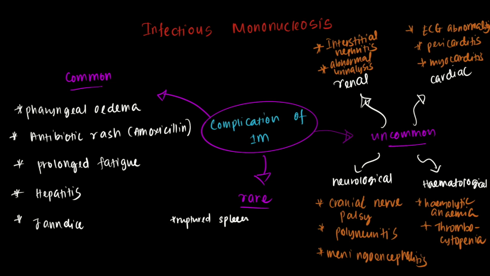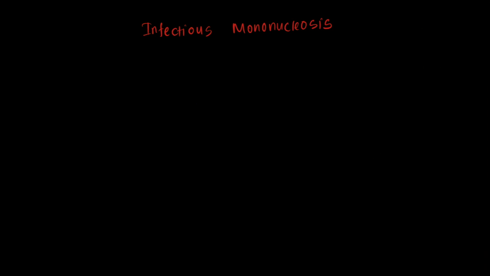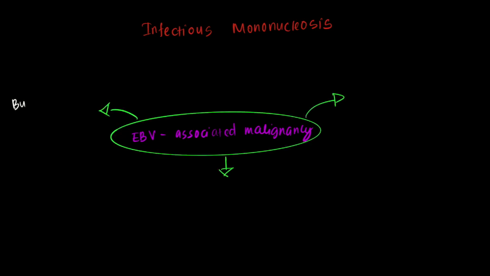Some rare complications that can occur in infectious mononucleosis are ruptured spleen, respiratory obstruction, which is caused by pharyngeal edema, as we have discussed before, and granulocytosis, which is a severely low absolute neutrophil count, less than 100 cells per microliter. Interestingly, Epstein-Barr virus not only causes IM, but it can also cause malignancy. The malignancies that Epstein-Barr virus causes are Burkitt's lymphoma, Hodgkin lymphoma, and nasopharyngeal carcinoma.